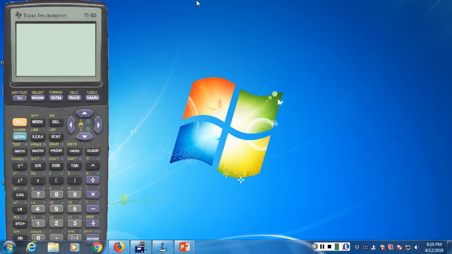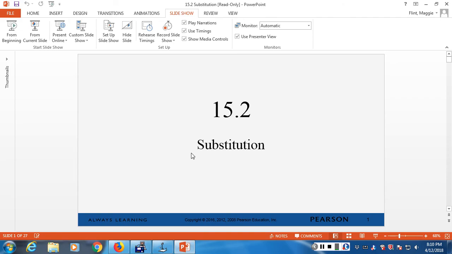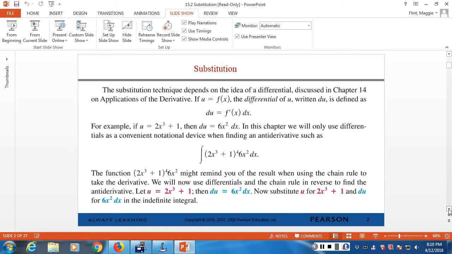We're going to talk about substitution. Substitution is undoing the chain rule. And actually, if you did the chain rule using the U and the V notation and the U and DU notation that they did in Chapter 12, it actually kind of follows a little more easily when we do this.